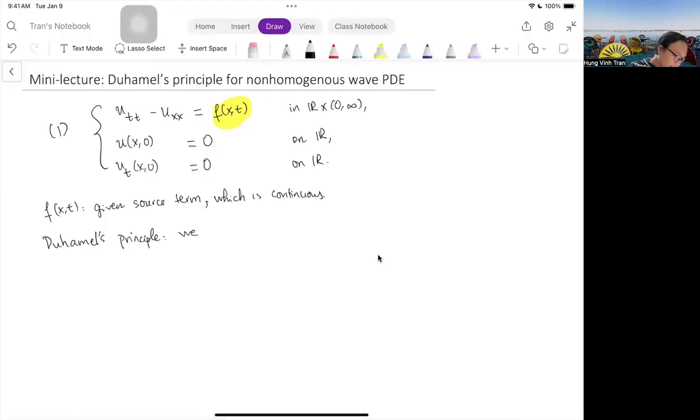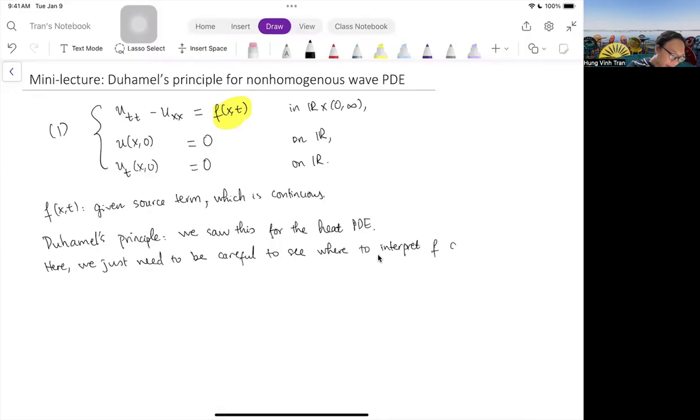We saw this for the heat equation. So here we just need to be careful to see where to interpret f as an initial data, right? I put it in quotation because we just need to interpret it.